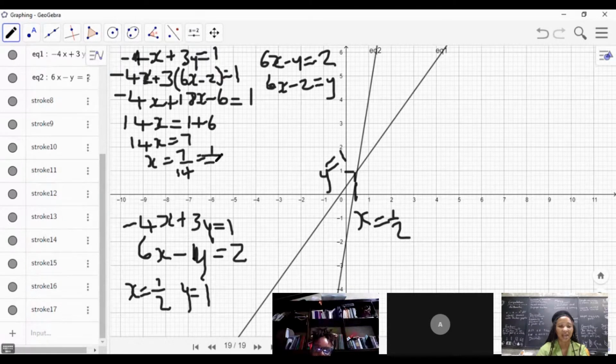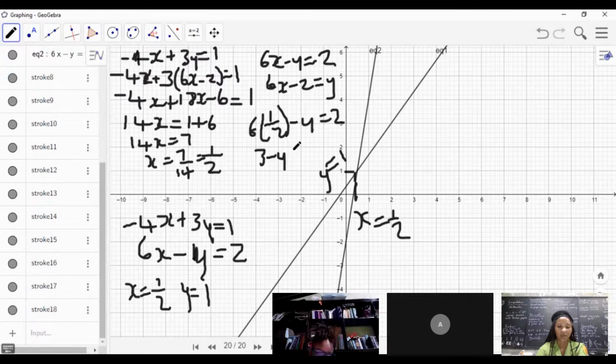All right, so if x is a half, we're going to plug that value here, put half where x is. So it will be 6 times a half minus y equals 2. 6 times a half is 3. So 3 minus y equals 2. So 3 minus 2 equals y. So y is 1. So this is the substitution method.